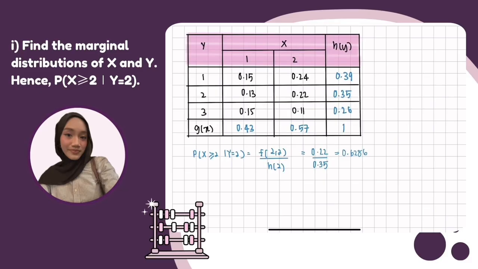So now, to find the probability of X greater than 2 given Y equals 2, we use the conditional probability formula. So f of X and Y equals 2 over the marginal of Y equals 2. So we have 0.22 from here and 0.35 from here, and that would be equal to 0.6286.